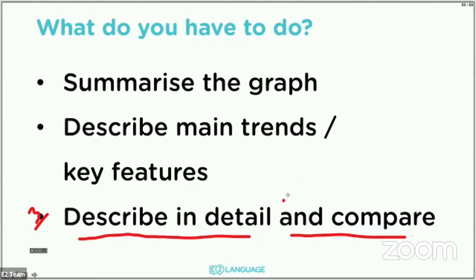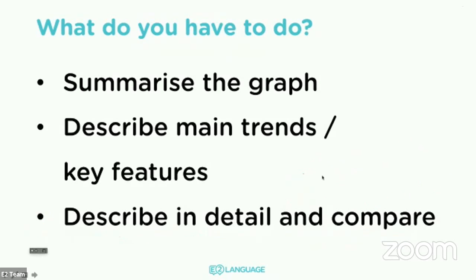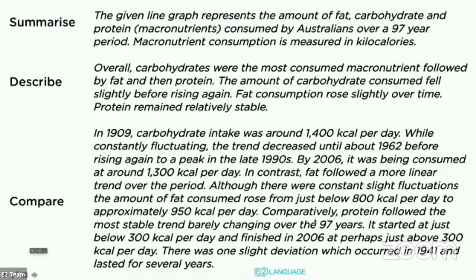And we compare by using those words like in contrast, and, what's another one? Conversely might be a nice one, etc. We want to use these types of words between the fat and the carbohydrate and the protein. Cool. So overall, that's what we're going to write. I think mine was about 180 words, so it was probably a little bit too much.